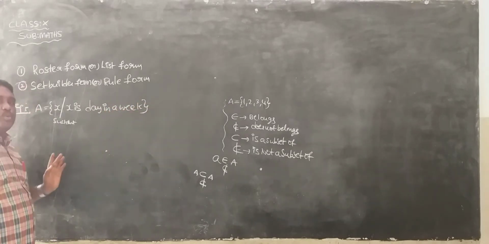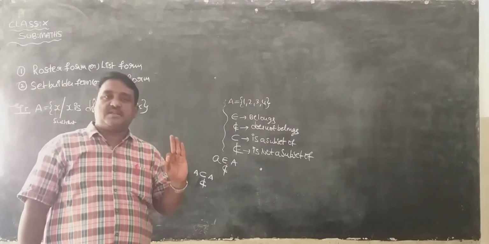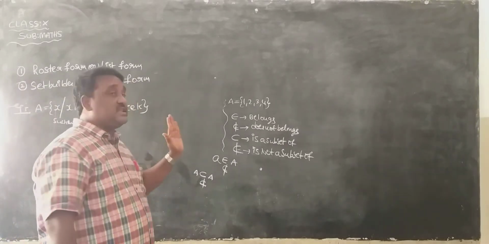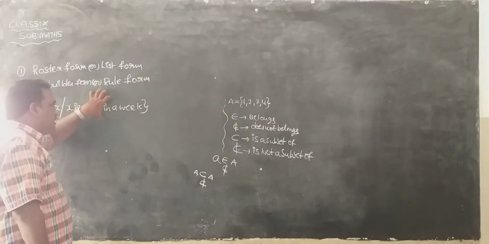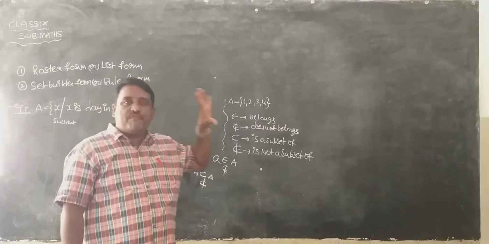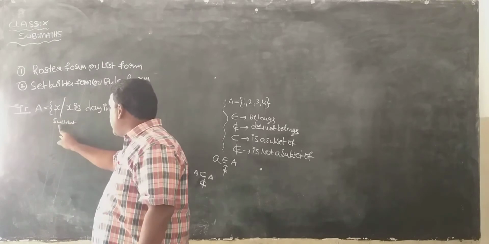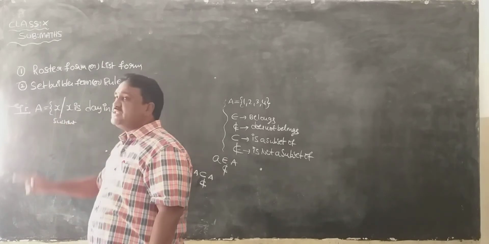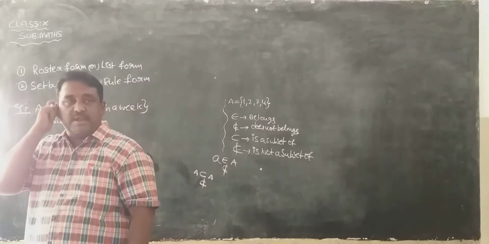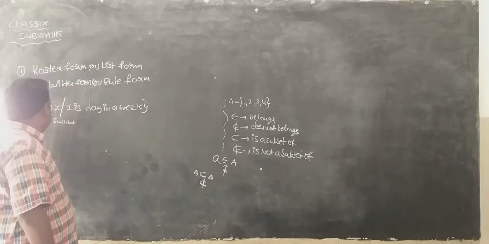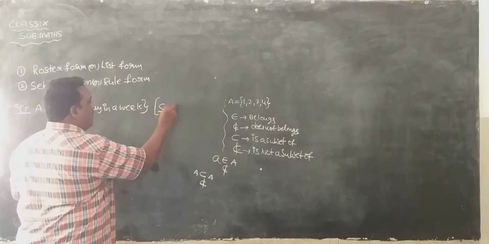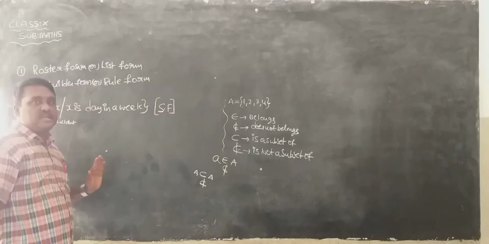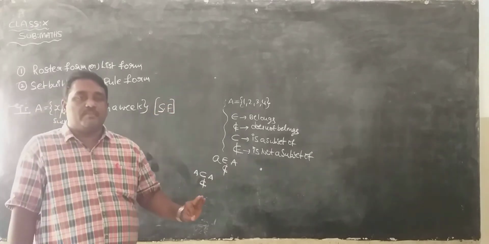So what is the rule? What is the condition? X such that X is a day in a week. That is the rule: day in a week. It is known as set builder form or rule form. This symbol is known as "such that", and x is an element. So this is set builder form, or rule form.